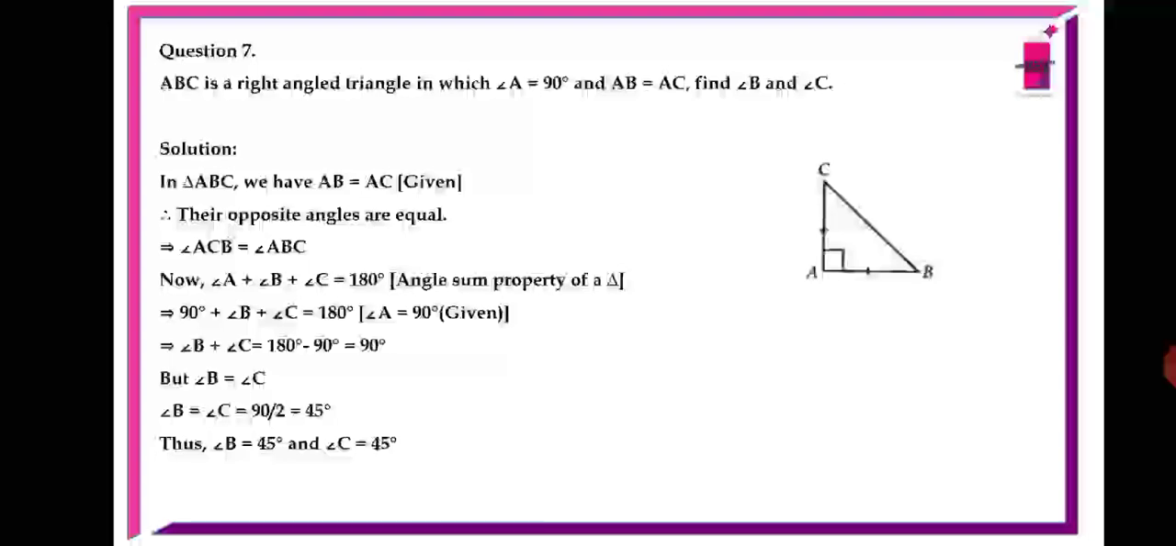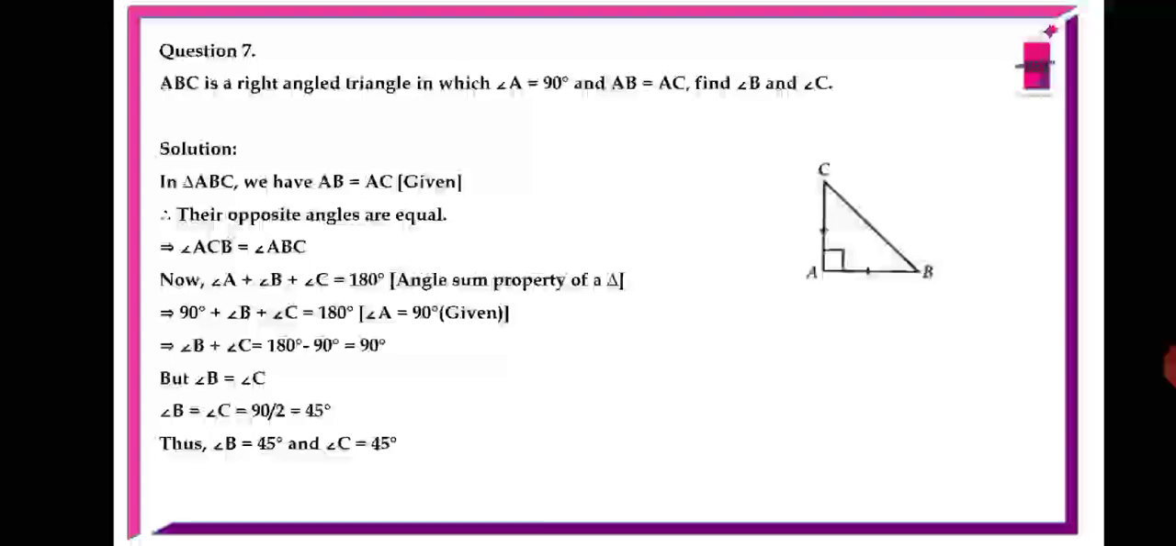In triangle ABC, we have AB equals AC, given. Their opposite angles are equal. You know the property of isosceles triangles, through that we are going to prove it. Angles opposite to equal sides are equal. Therefore, angle ACB equals angle ABC.